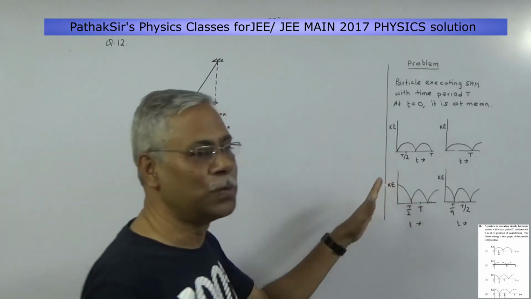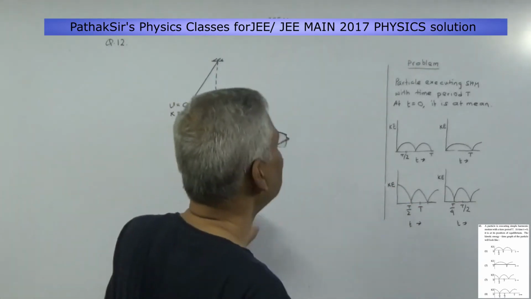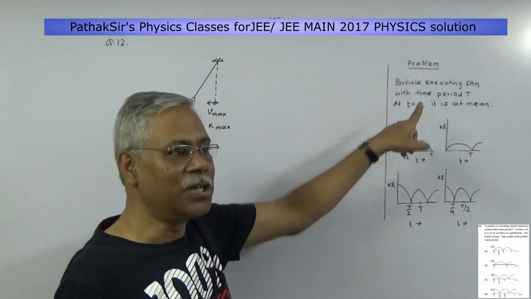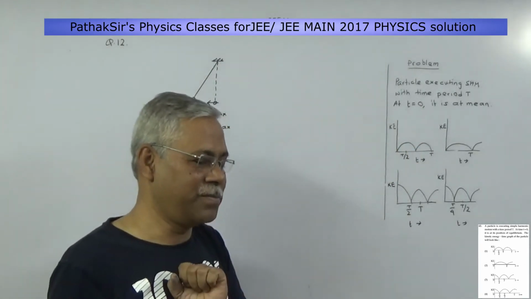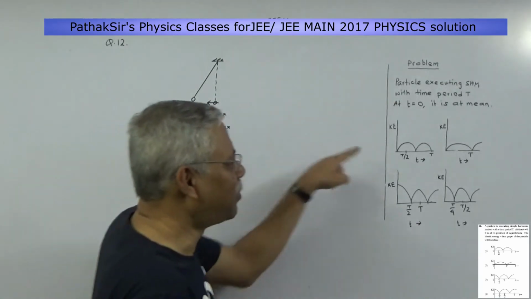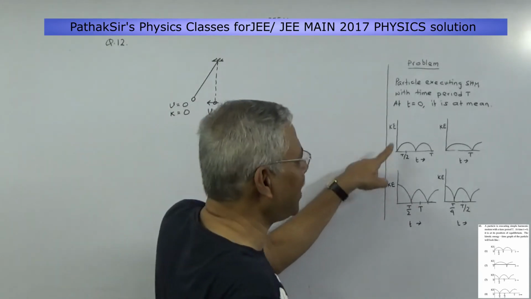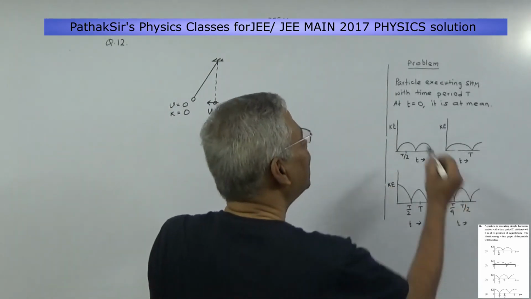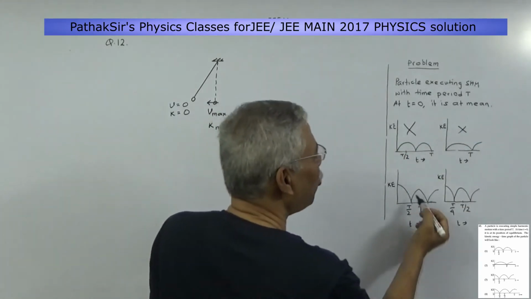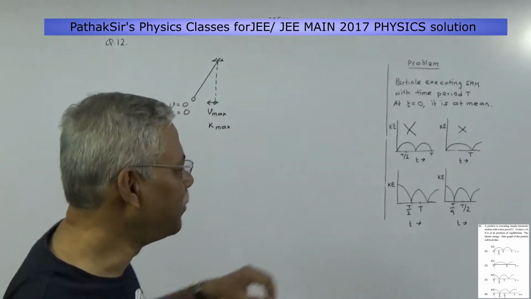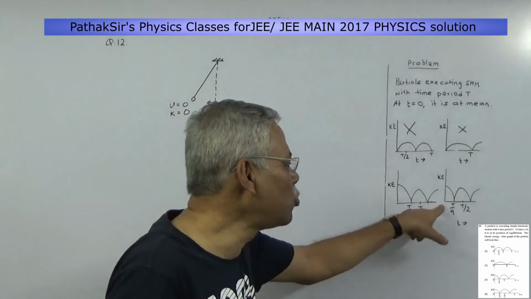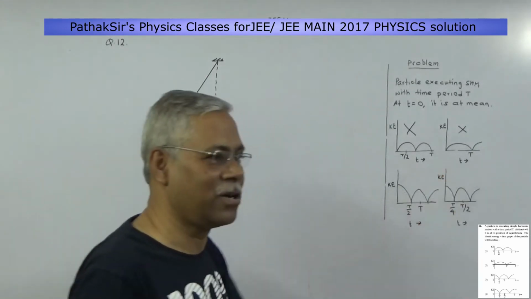So let us now eliminate the options. Starting at t equal to 0, according to the problem, at t equal to 0 the particle is at the mean position. And at the mean position it is having maximum kinetic energy. But this diagram is showing that at the start kinetic energy is minimum. So this is wrong. This also shows it is wrong. Now one of these two is to be correct, because this shows a maximum kinetic energy at t equal to 0, and this also shows a maximum kinetic energy at t equal to 0.